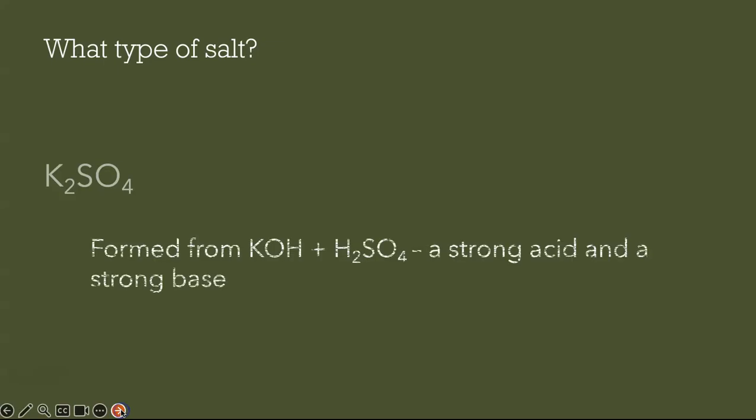All right, so what did you say? So first, I'm figuring out my parent ions, potassium hydroxide and sulfuric acid, which are a strong base and a strong acid. As they go through that double replacement reaction, they're going to make K2SO4, which is technically considered a salt. It's an ionic compound formed from a neutralization reaction. And so that salt is going to be neutral.